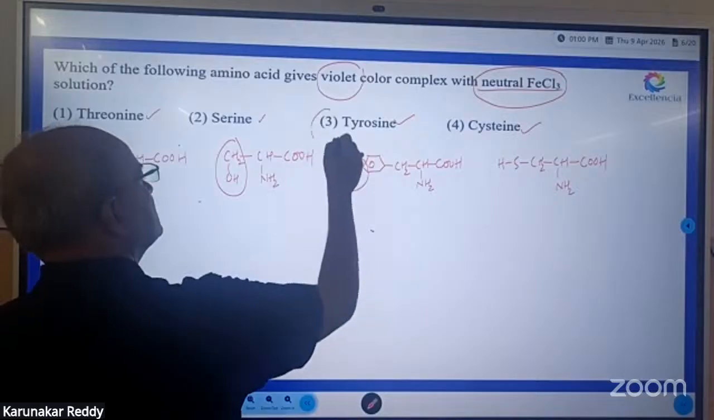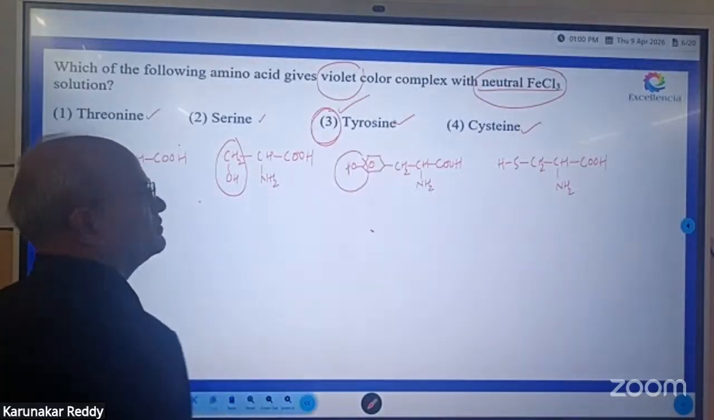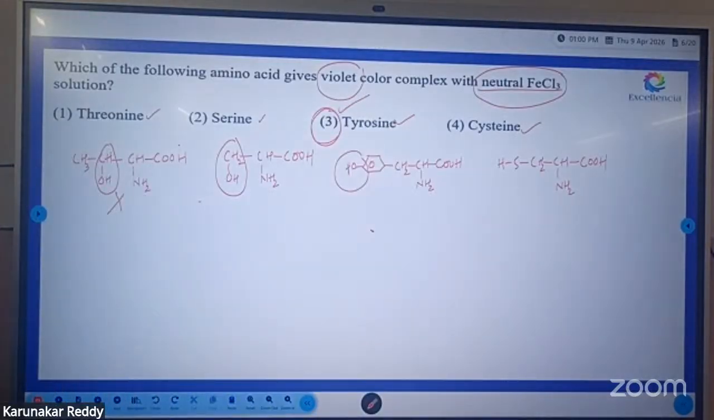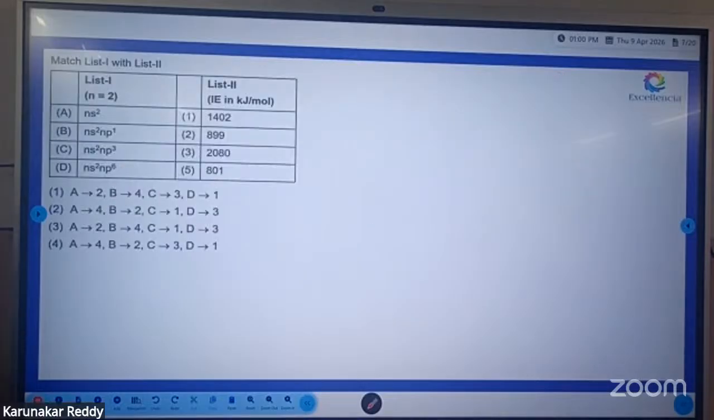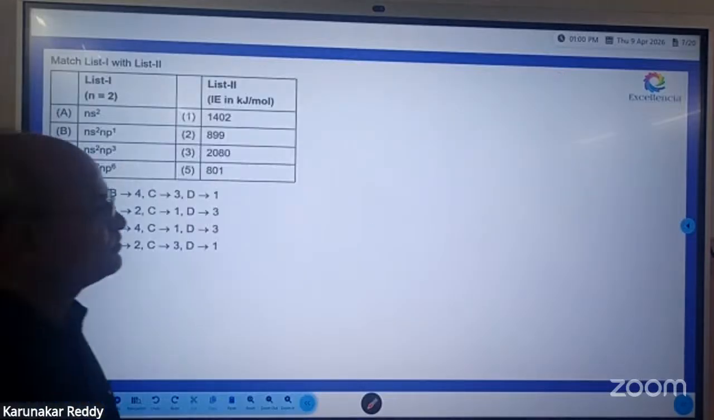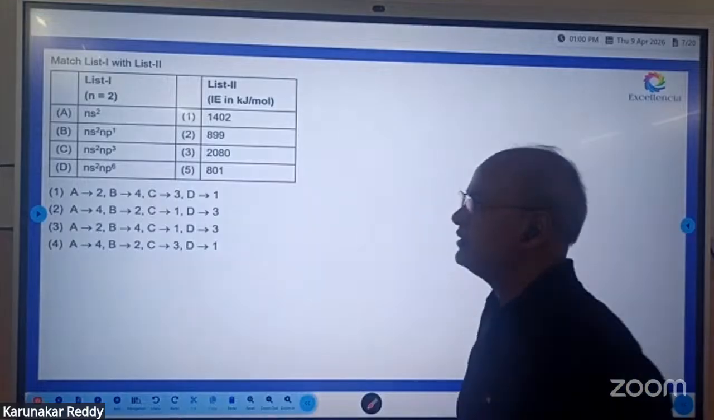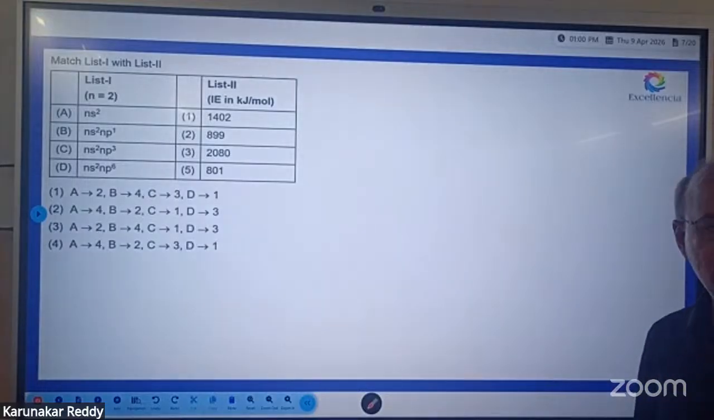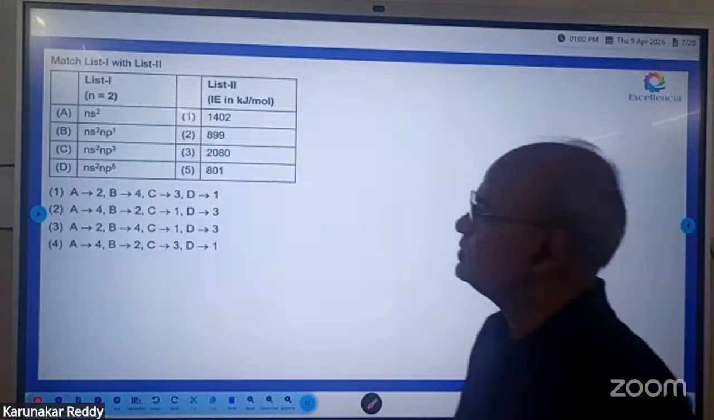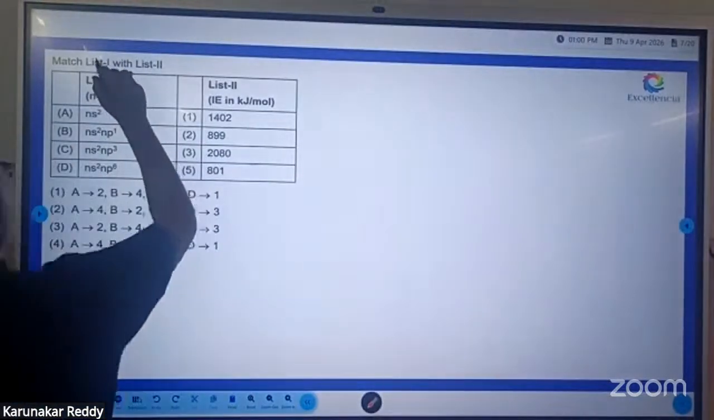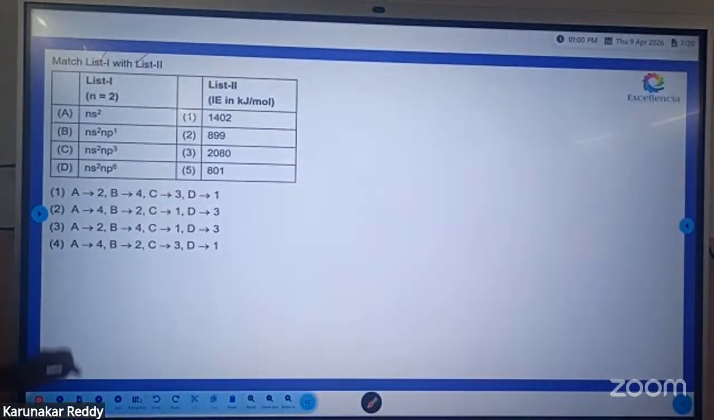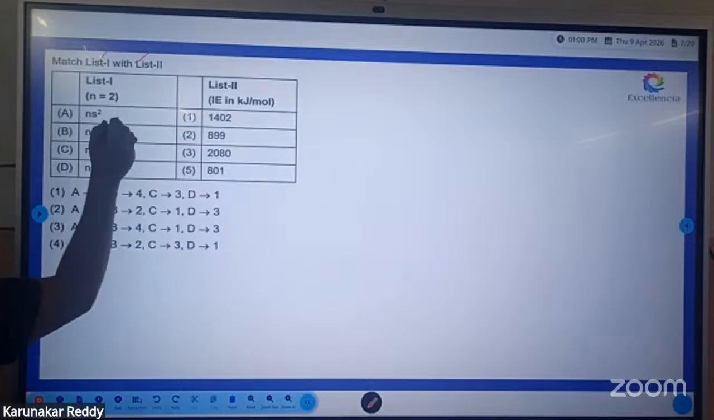Then the answer is 3. So tyrosine is the correct answer for us. Next question. It is from periodic properties, and it's very easy. They gave list 1 and list 2. Here n equals 2 means 2s2.